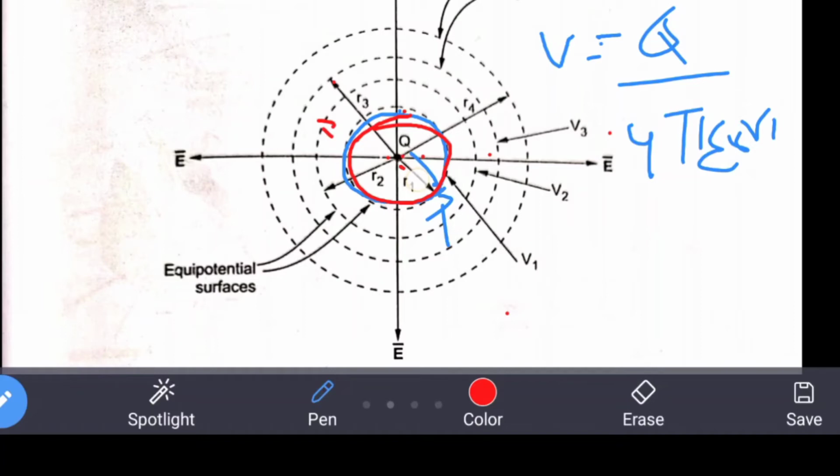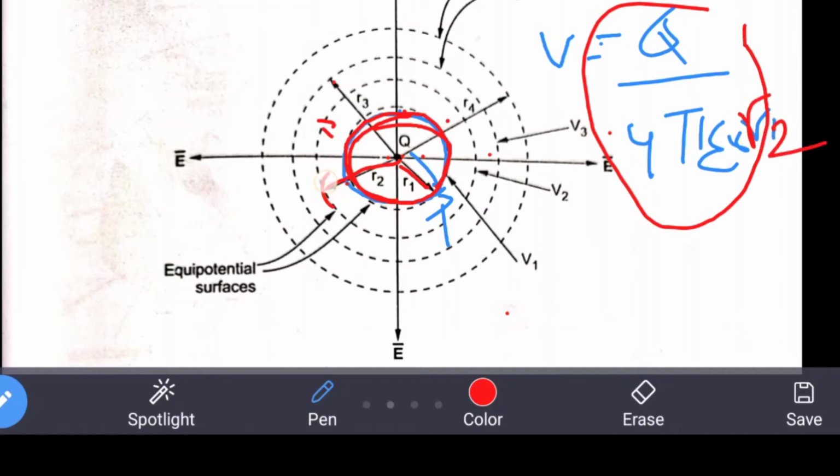Have to understand this. If you consider a distance R1, the potential is given by Q by 4 pi epsilon naught R1. If you join all the points, the potential will be constant, because V equals Q by 4 pi epsilon naught R1 at this position also. Similarly, at R equal to R2, if you consider it is R2, the potential at this point is for R2.